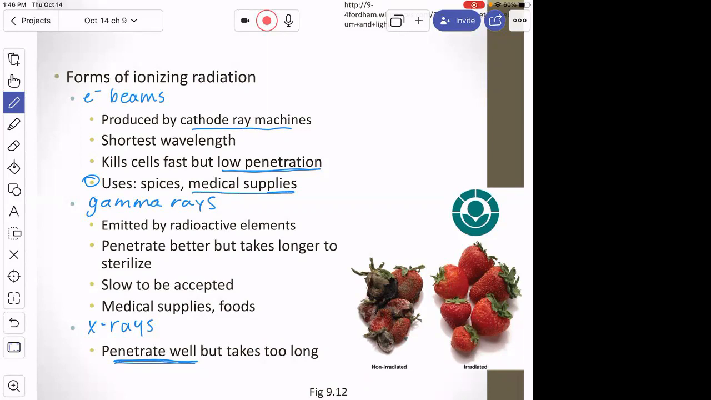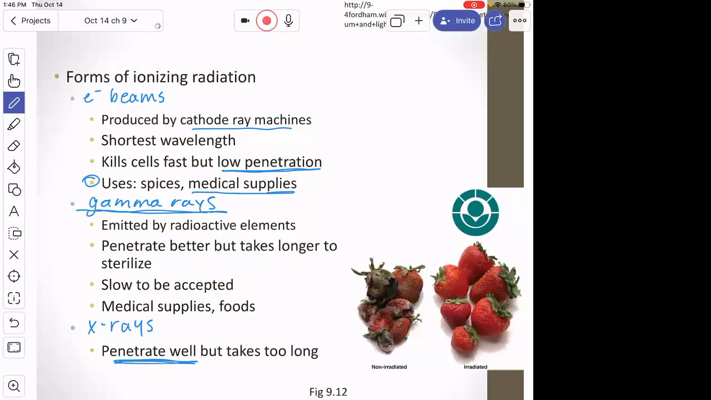I don't really know how long it takes, but you have to expose them for a certain amount of time. And again, it doesn't require heat, so it's kind of nice that way. Probably the gamma rays have a lot of potential to be used more than what they are already. Gamma rays are emitted by radioactive elements. So things like cobalt 60 is a radioactive element.